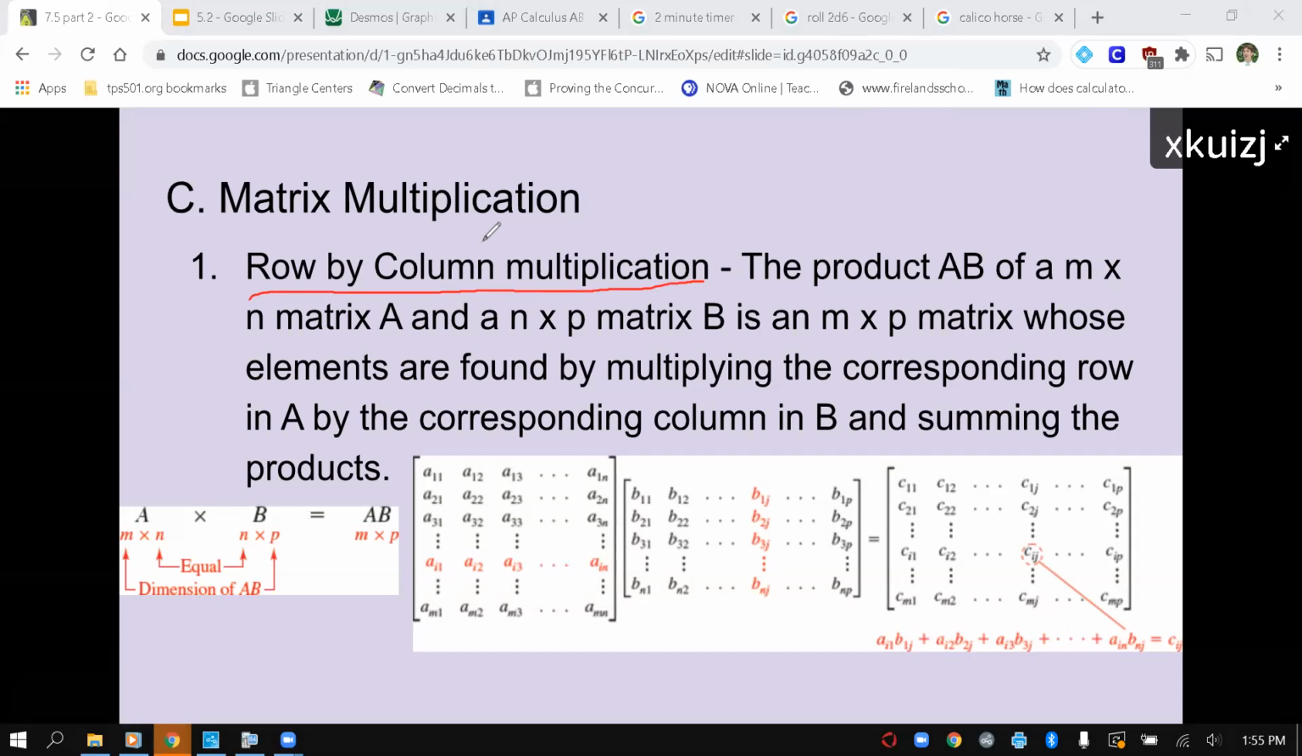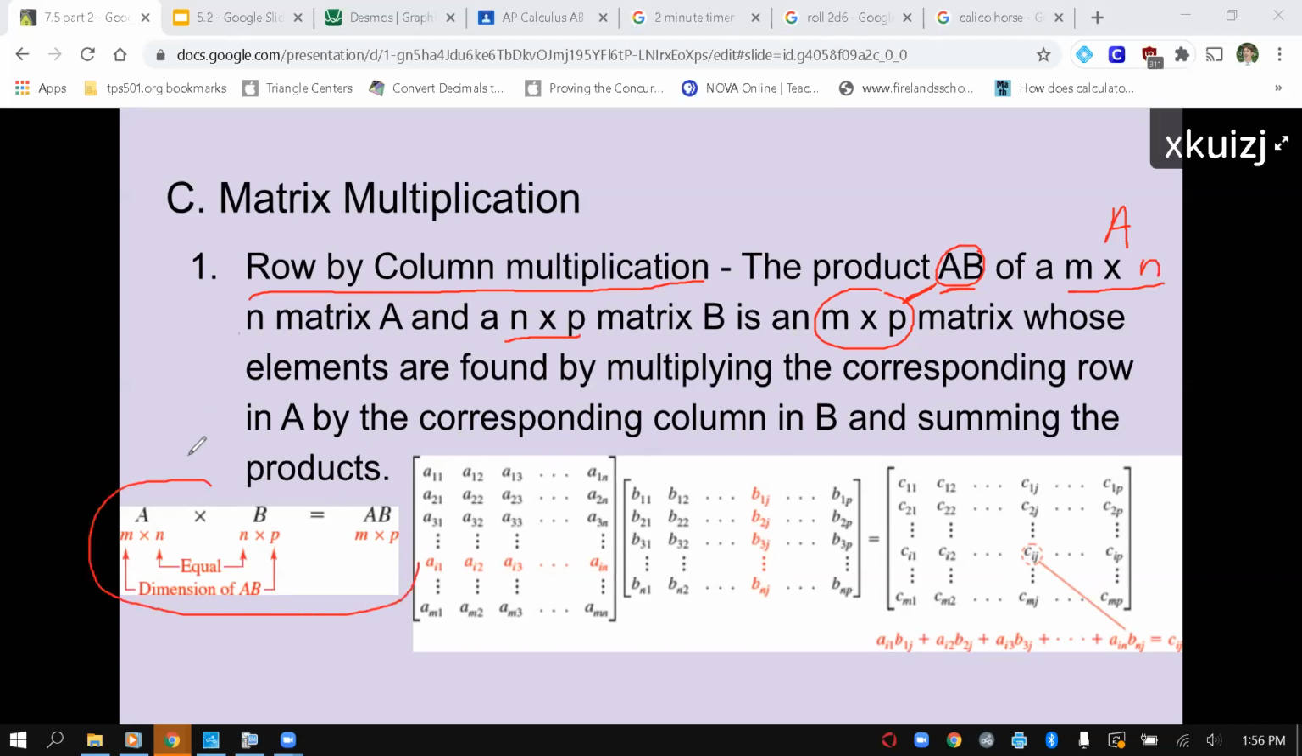The product of two matrices, A times B, where matrix A is an M by N, and matrix B is an N by P matrix, results in an M by P matrix, that's matrix AB, whose elements are found by multiplying the corresponding row in matrix A by the corresponding column in B, and then summing the products.